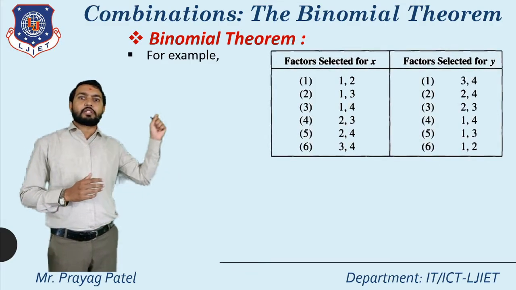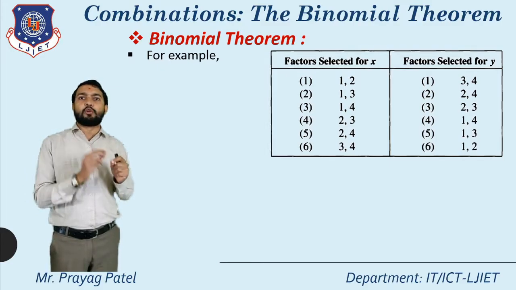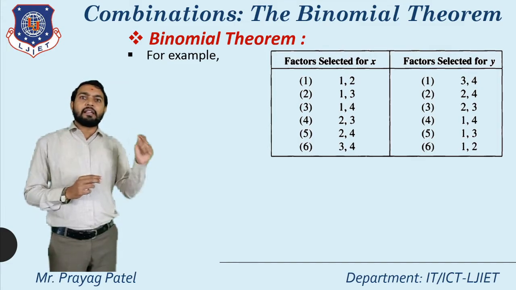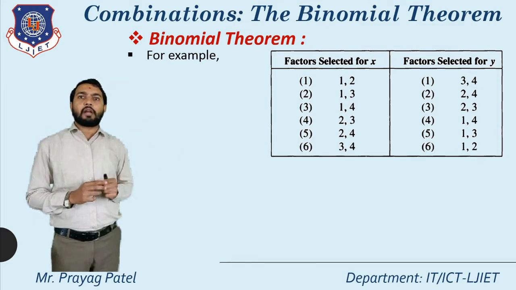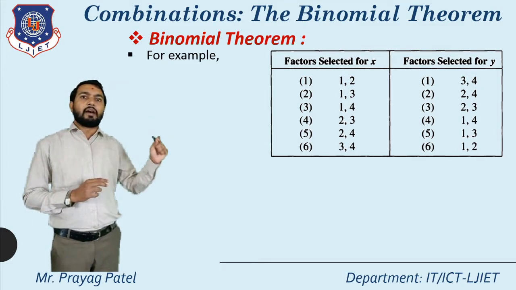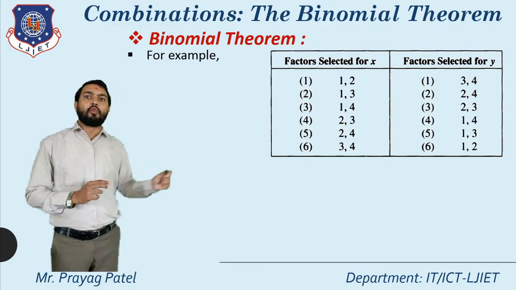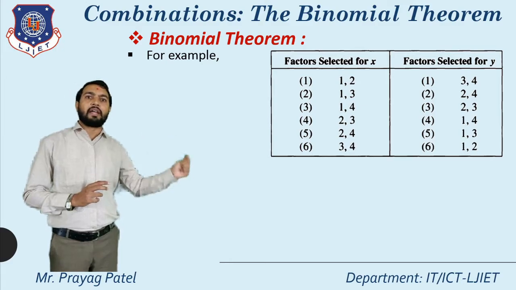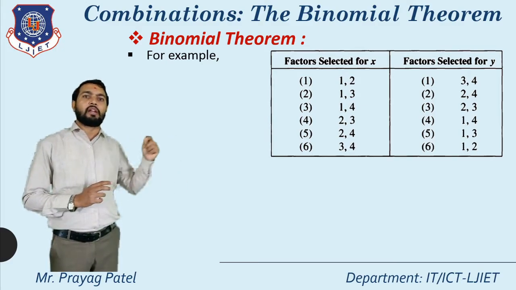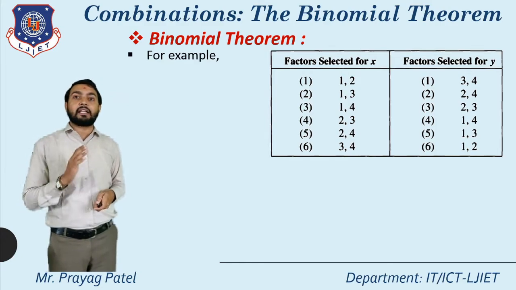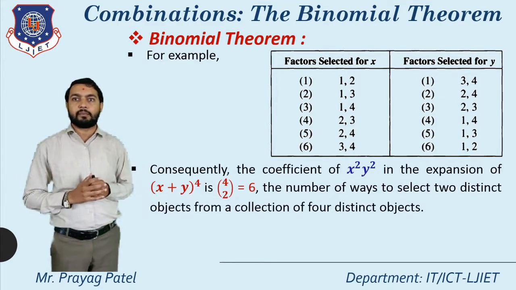So the first possibility is x selected from 1 and 2, so y is selected from 3 and 4. x selected from 1 and 3, then y selected from 2 and 4. x selected from 1 and 4, then y selected from 2 and 3. If x is from 2 and 3, then y is from 1 and 4. x from 2 and 4, then y from 1 and 3. x from 3 and 4, then y from 1 and 2. So these are all the 6 possibilities for selecting the x for this given example.